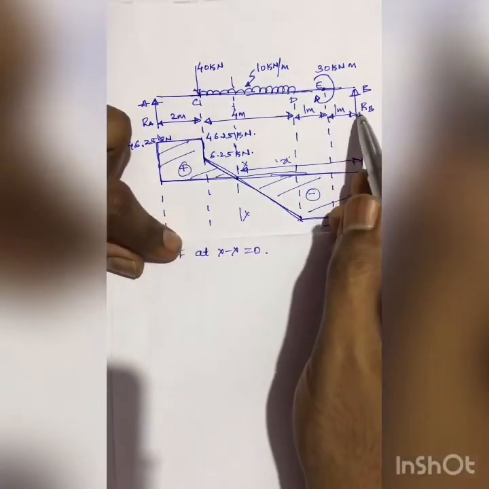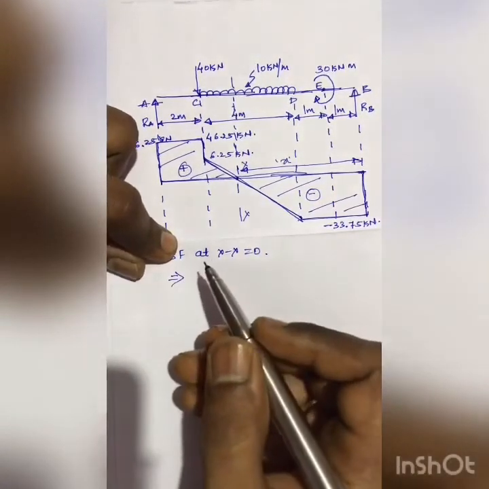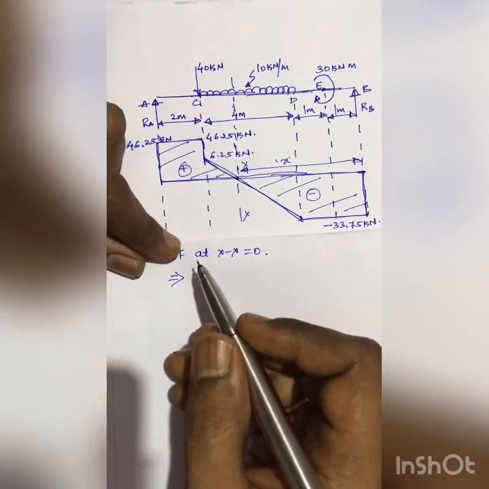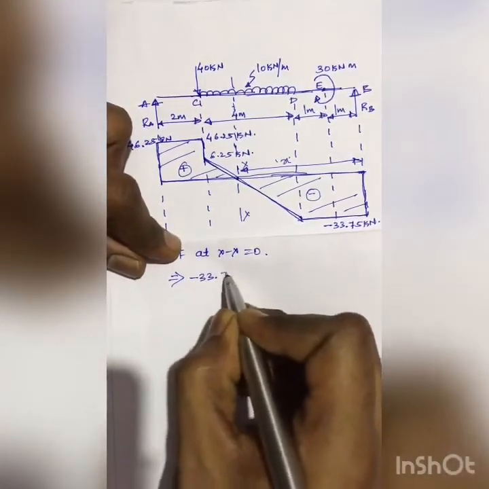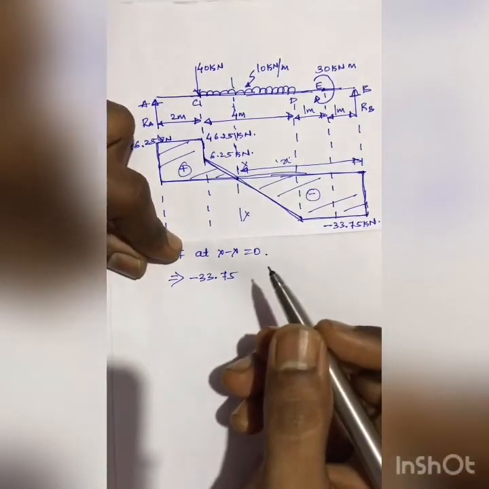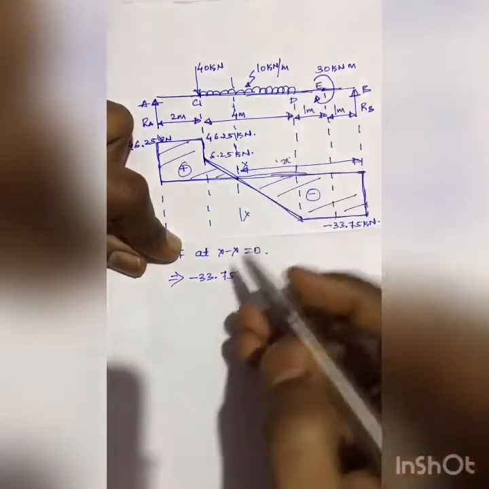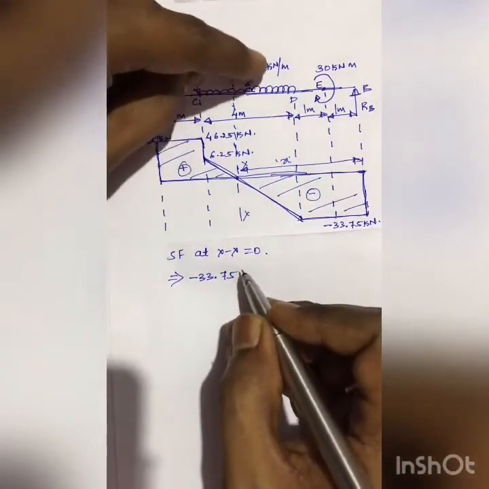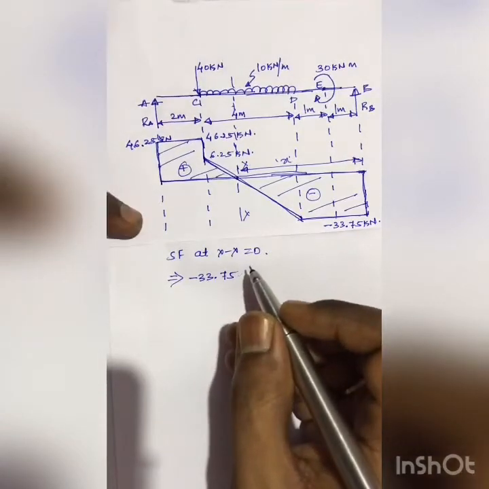So first I got is RB, and RB I know it is minus, and I know the value of RB as well. How much is RB? RB is minus 33.75 kilonewton. And next I need to consider this UDL as well. So I know that this UDL is positive since it's acting at the right side and it's acting downwards.